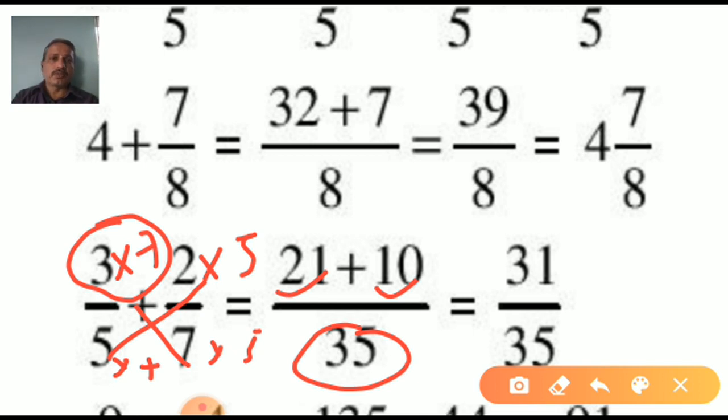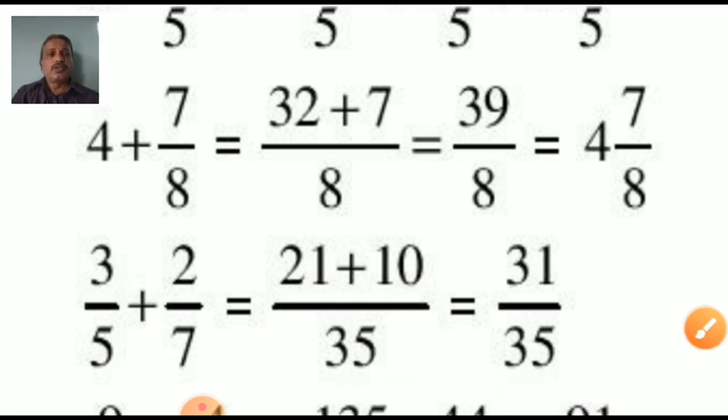LCM of both numbers 5 and 7 is 35. To make the 35, on both sides we can multiply with the cross multiplication. Very good, students. Now 21 plus 10 is 31, and here is your answer, 31 upon 35. Is it a proper fraction or improper? Think and tell me. Yes, it's a proper fraction. There is no need to divide.